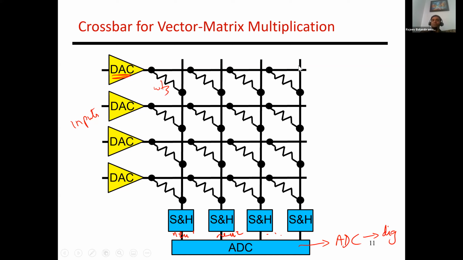So weight equals 1 by R, correct? Yeah, right? So yes, we are storing the weight as the conductance, which is 1 by the resistance, yeah.